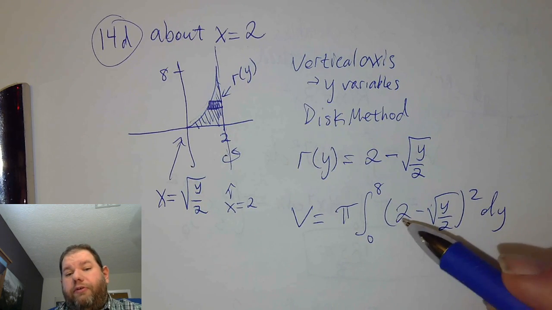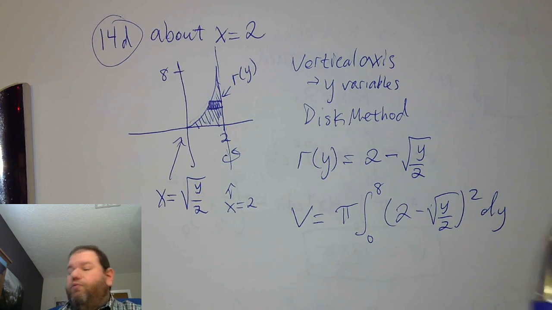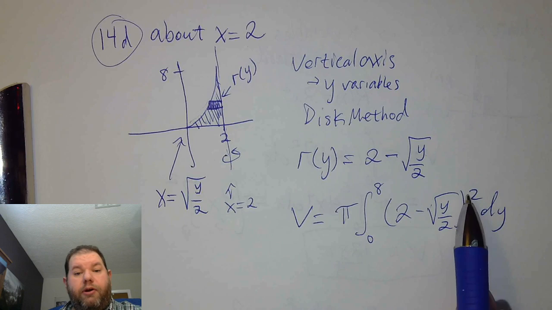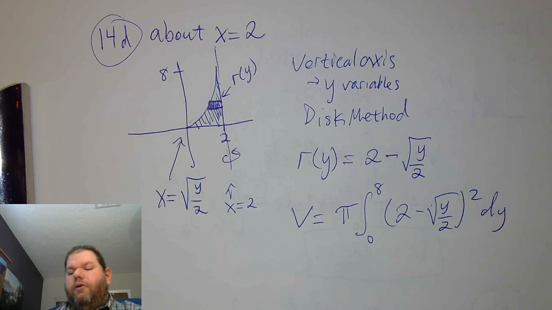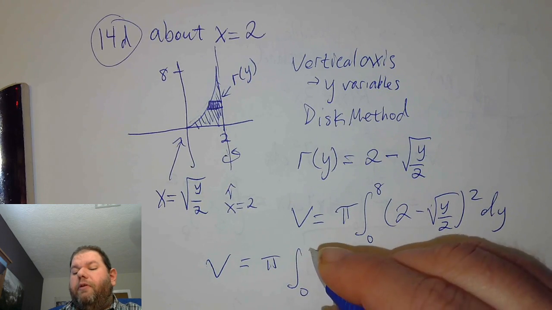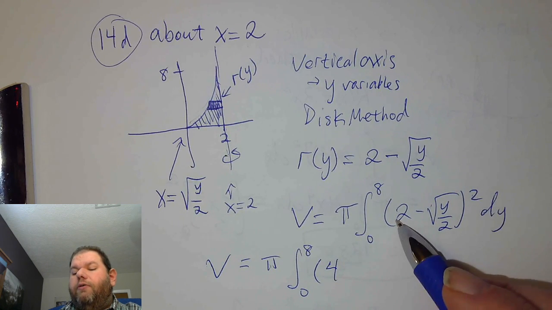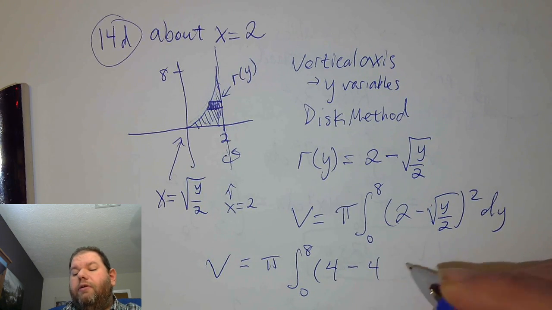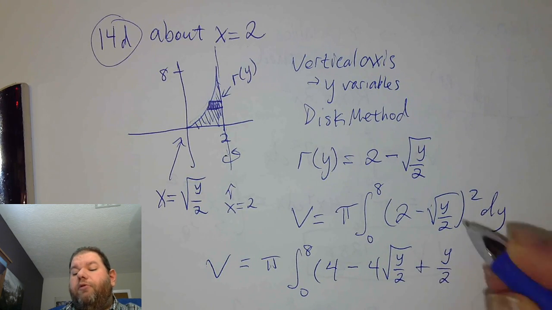Now, this particular integral is a little bit more difficult than the previous three because we have the square root there. When we square this expression here, because we have a binomial squared, we know we're going to have to FOIL this times itself, or we know there's a pattern that we can use to follow that. Setting up that integration, though, 2 squared is 4. 2 times 2 is 4 times square root of y over 2, subtracted. That's our middle term. Plus y over 2 when we square this last part.